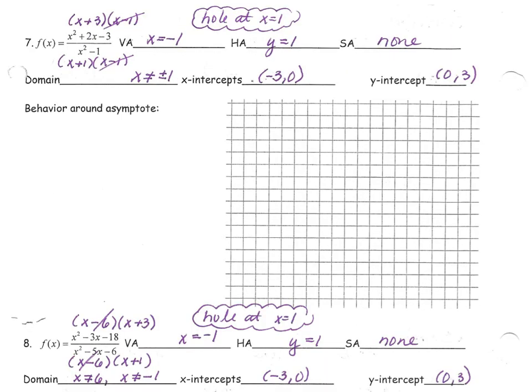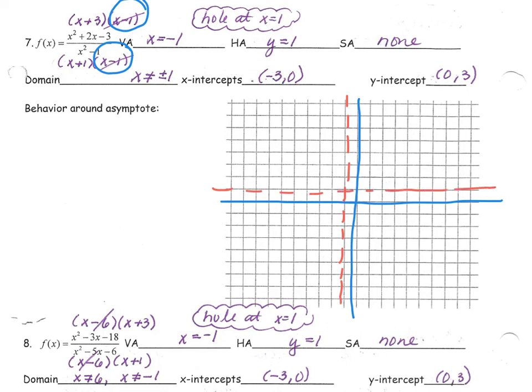Okay, the last two examples involve having a hole in the graph. Now remember, a hole is created when you have a factor that crosses off like this. So those two crossed off, so that's going to create a hole. I'll show you how we go in and do that. But first, let's go ahead and do the verticals just like we did on the last few examples. So vertical at x equals negative 1, horizontal at y equals positive 1, x-intercept at (negative 3, 0), y-intercept at (0, 3).